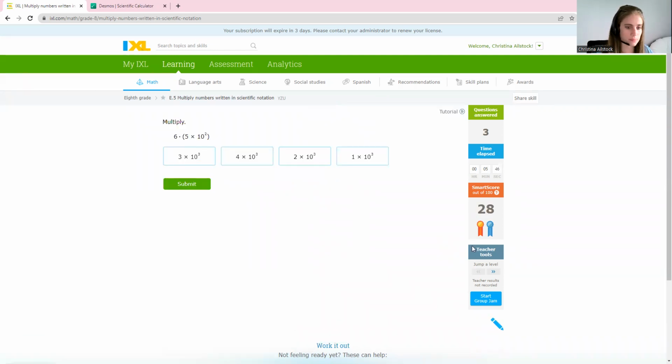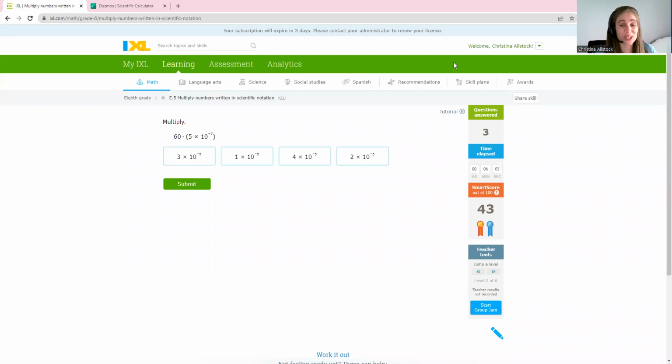Perfect. All right, let's go ahead and jump up a notch and see if we can try a little bit harder of a question. This is a good one. So not only do we have larger numbers, but we also have a negative exponent. Now, let's go ahead and just take this one step at a time. We see that we're multiplying 60 times 5 and 10 to the negative 7th.